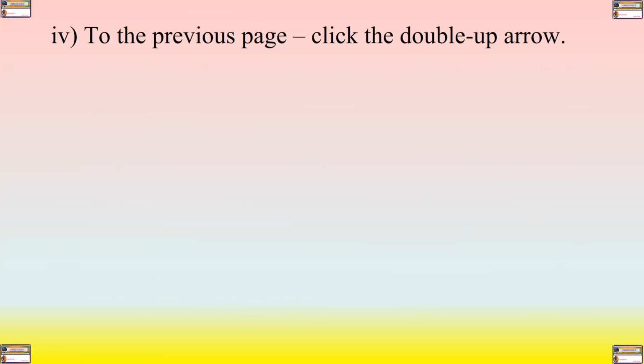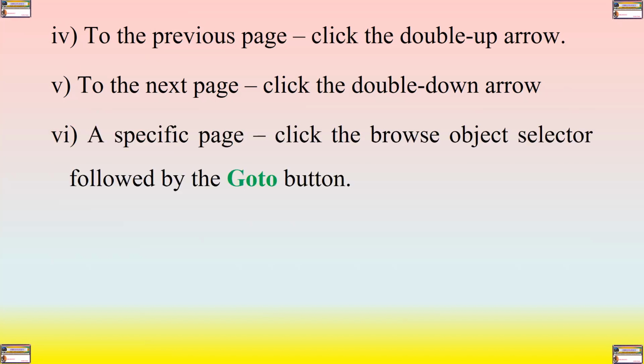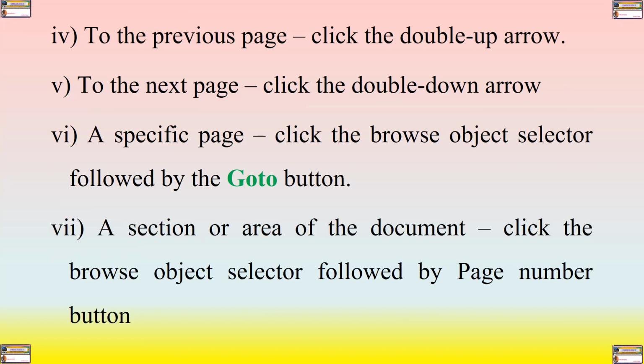If you want to scroll to the previous page, click the double up arrow. If you want to scroll to the next page, click the double down arrow. If you want to scroll to a specific page, click the Browse Object Selector followed by the Go To button. If you want to go to a selection or an area of the document, click the Browse Object Selector followed by the Page Number button.